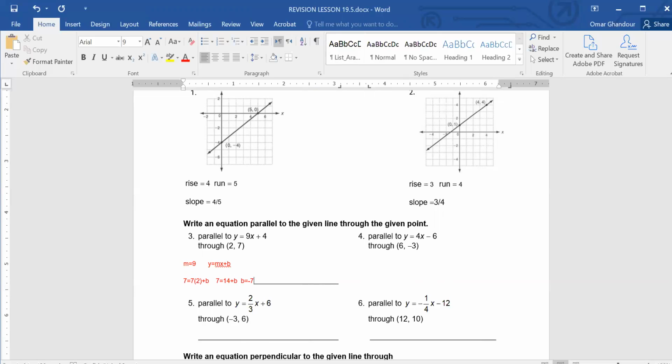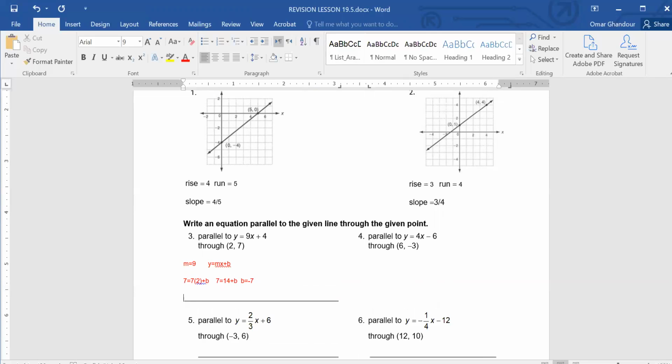We found b. Now you can write your equation. I will write that y will be equal to 7x minus 7. And this is your equation.